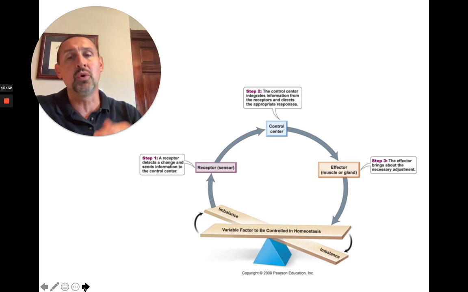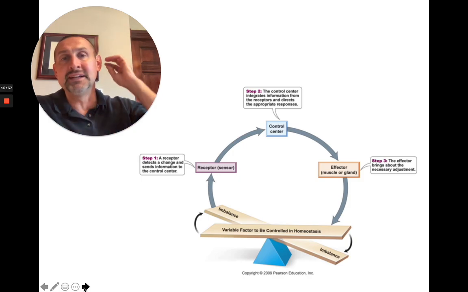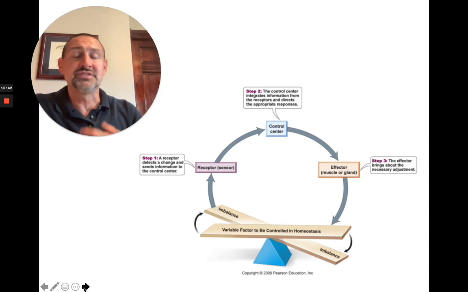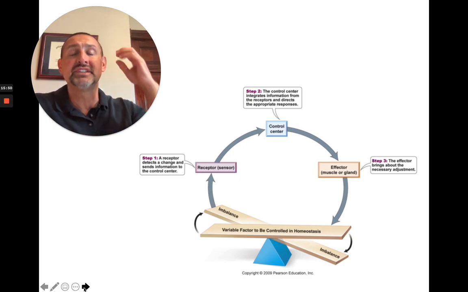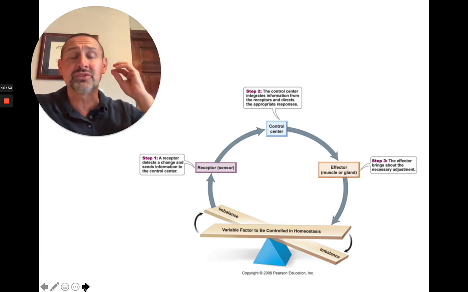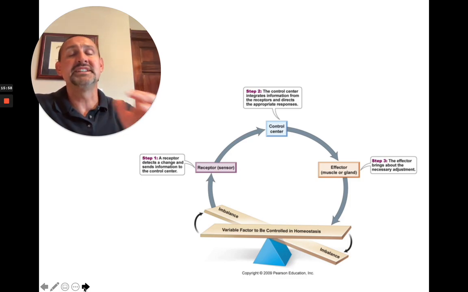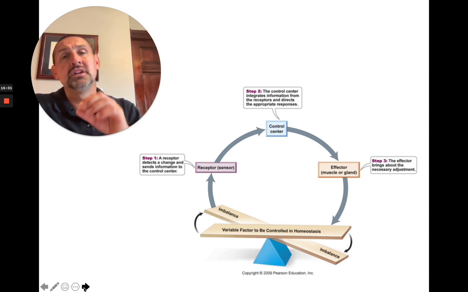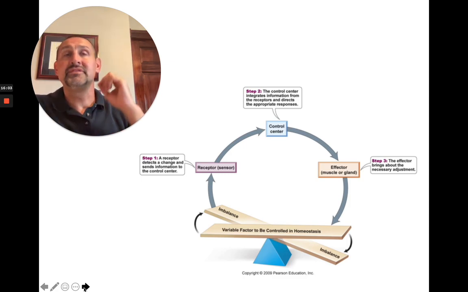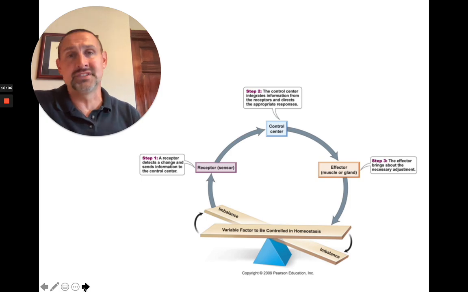For example, if you're cold, your thermoreceptors will pick up that change in temperature, send a message to the hypothalamus of your brain, which sends a message to your muscles to start shivering, and that warms your body up. If you get too hot, that's picked up by thermoreceptors, sent to the hypothalamus of your brain, the control center, which sends a message to your glands to release sweat and some muscles to dilate so that blood can move to the surface of your skin and get rid of a lot of that excess heat.